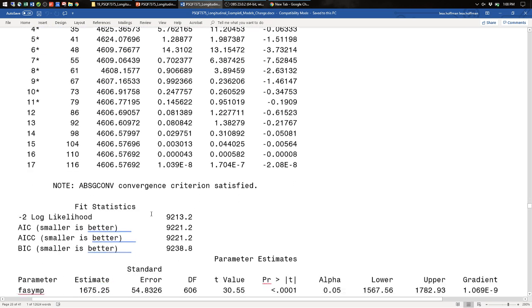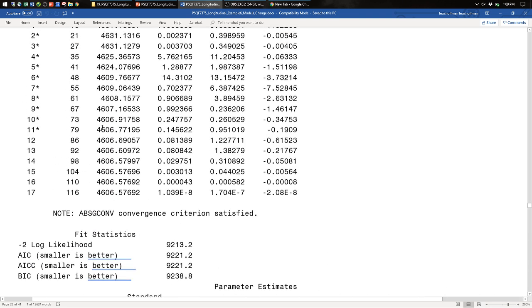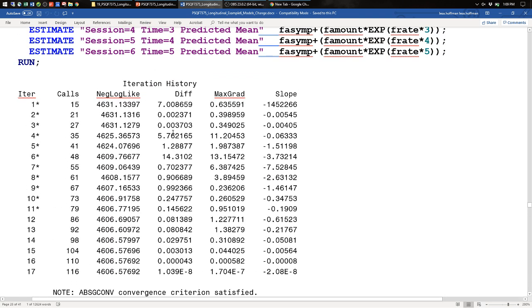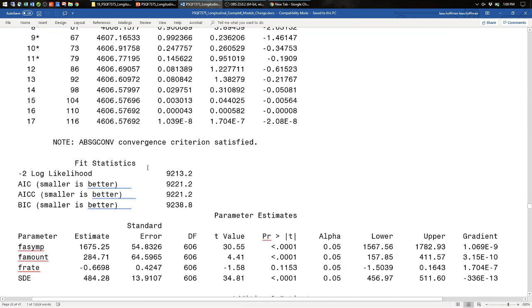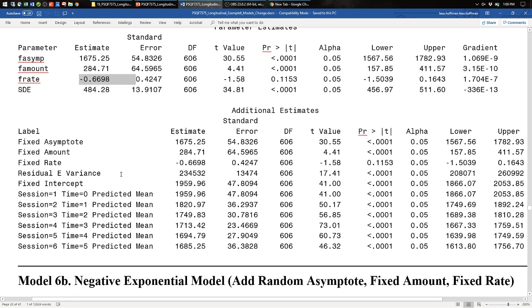All right, let's see how good my guesses are. Not bad. Fixed asymptote is 1675. Fixed amount is 284. I said 1600 and 300. Rate, I said -1. It's negative 0.67. SDE, standard deviation of the residuals, is 484. So I was off on that one, but it still didn't take very long. So it took just a few seconds to run this. But now I have better guesses for my fixed effects, and most importantly, the rate parameter to carry forward into the next model.